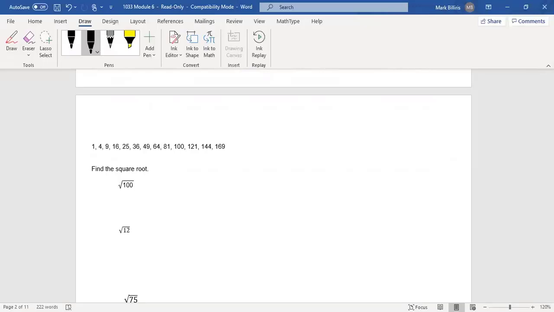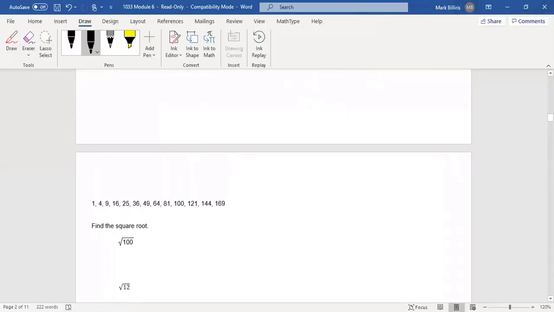1 is 1 times 1. 4 is 2 times 2. 9 is 3 times 3, etc. So when we look at the square root of a number, we use the radical sign. When we're asked to find the square root of a number, what's being asked is, what is multiplied times itself that would give you the answer? So if I had the square root of 4, the square root of 4 is 2, because 2 times 2 gives me 4. And that's what I've written with the 1, 4, 9, 16, etc. Those are all what we call perfect squares.